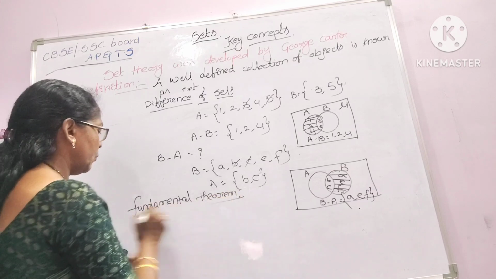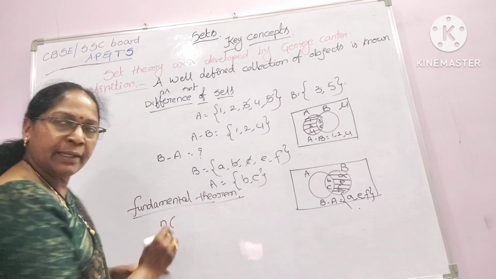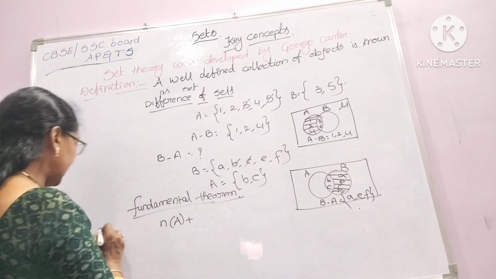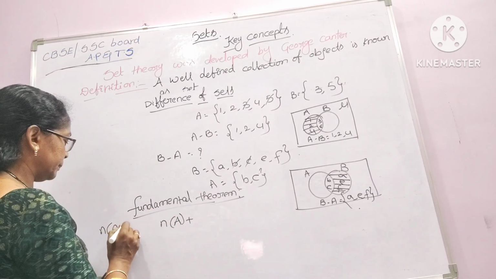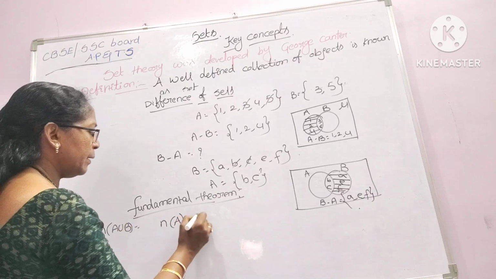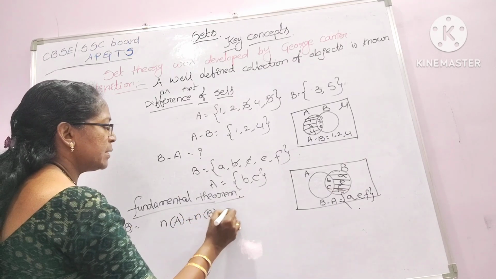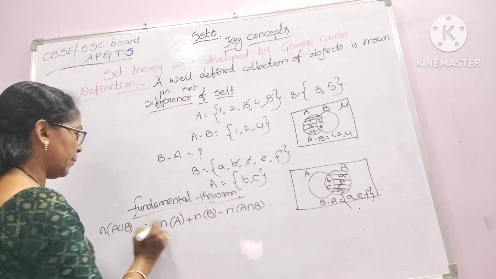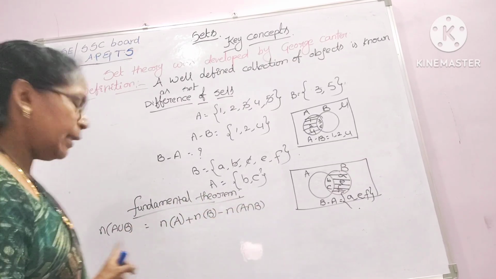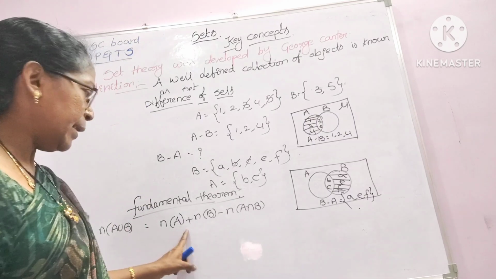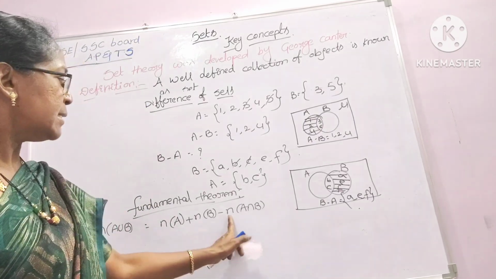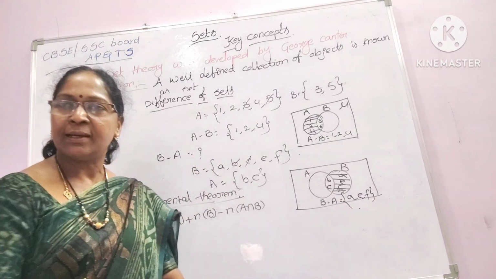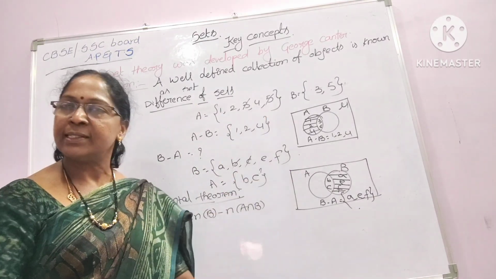What is the fundamental theorem? The fundamental theorem: n(A union B) equal to n(A) plus n(B) minus n(A intersection B). This is the last formula. Fundamental theorem, n(A union B) equal to n(A) plus n(B) minus n(A intersection B). This is the formula. These are the main key points in this sixth chapter.